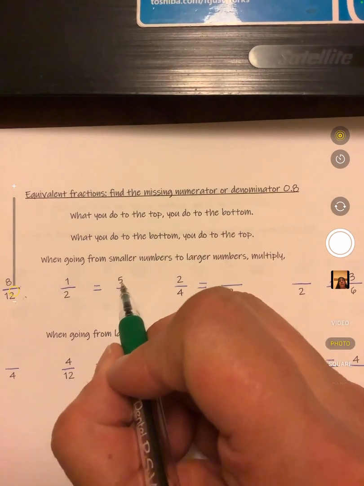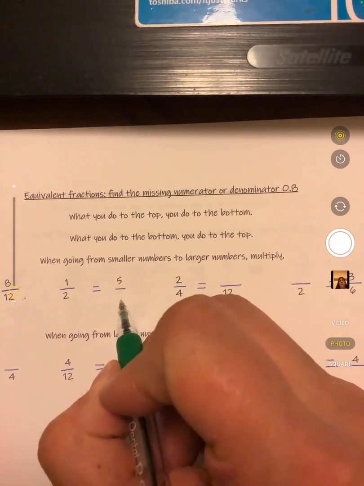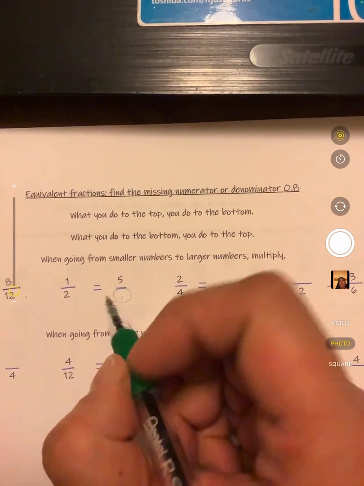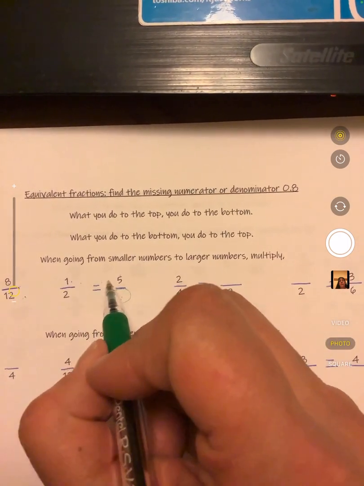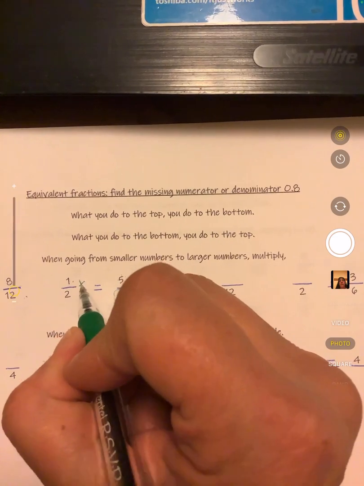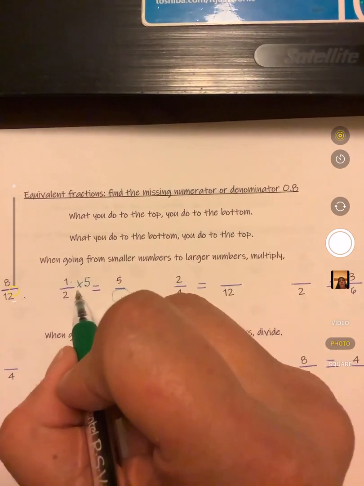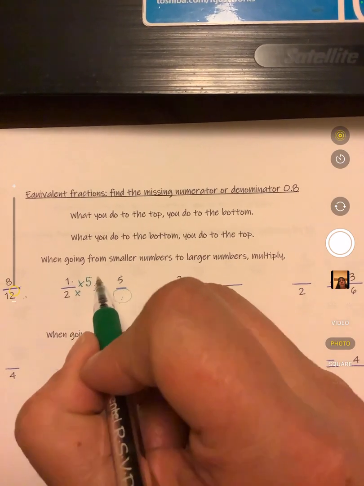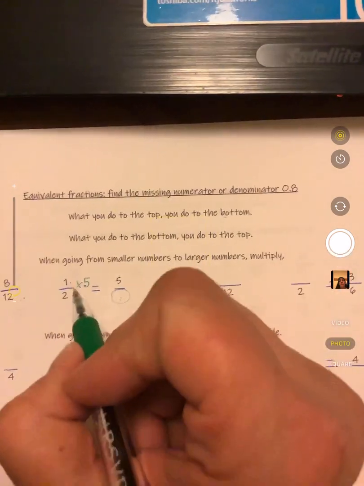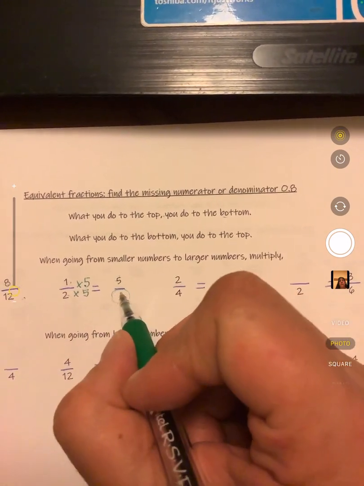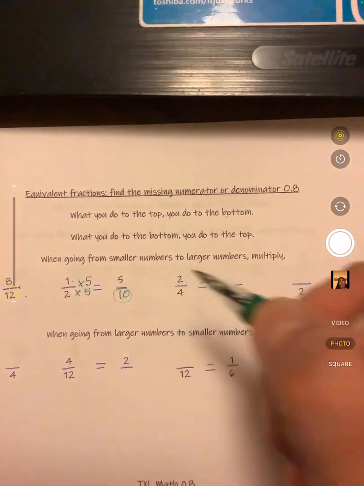1/2, and I want to get to 5 something or other. I need my denominator. 1 times what equals 5? 1 times 5 equals 5. So now I have to multiply my 2, because whatever I do to the top, I do to the bottom. We multiply by 5. 2 times 5 is 10.